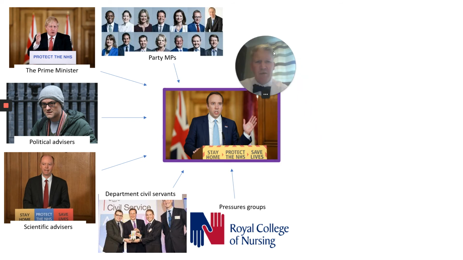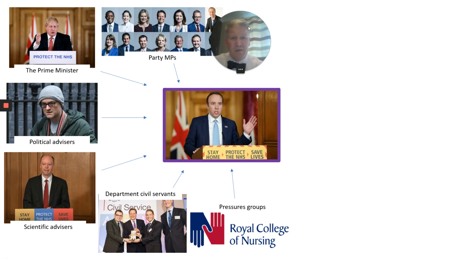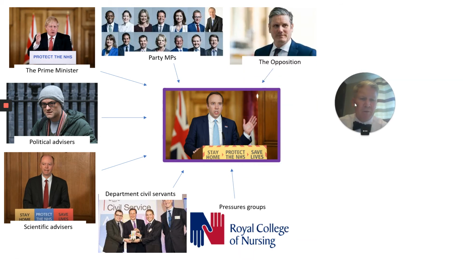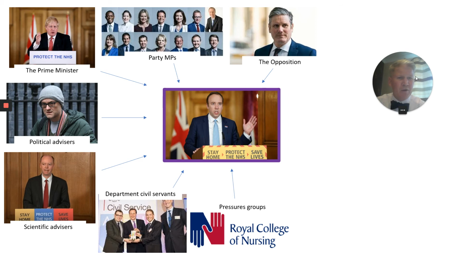Then we have a whole range of other people who are influencing the decision. For example, Hancock's got to think about his own party MPs. There's been some talk about the fact that senior party MPs in the Conservative Party have been pressurising the government about getting the economy going again. And that will obviously influence health decisions in terms of the lockdown. We have the opposition, the Labour Party at this present time, led by Keir Starmer, who'll be asking questions from Hancock and expecting answers about what the decisions are going to be made and a plan about how the lockdown is going to be eased.